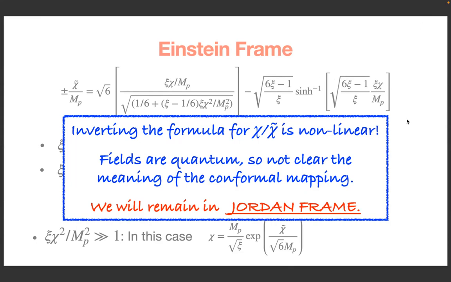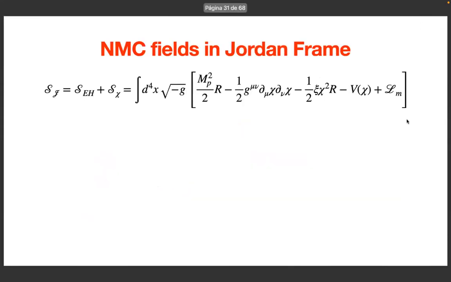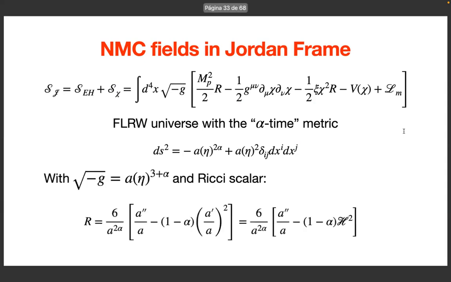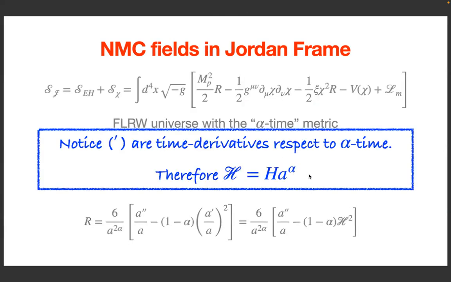So let's go back to the Jordan frame, and let's write down again our action in this frame where we have the non-minimal coupling explicit, and I also allow for having an extra matter sector here. So let's work on an FLRW universe with the alpha time metric, and using this metric, I can actually compute what my Ricci scalar will be, and it is given with this expression where I have to specify what this curly H means.